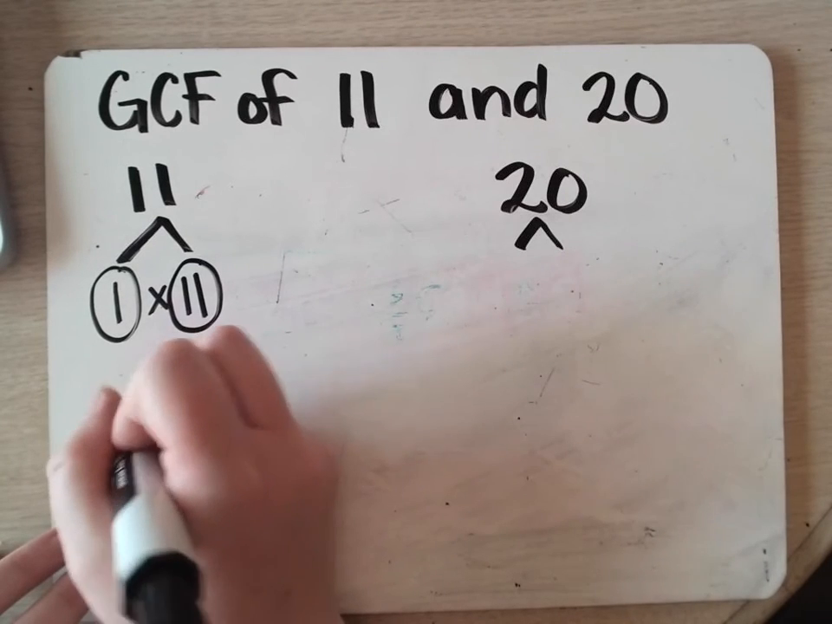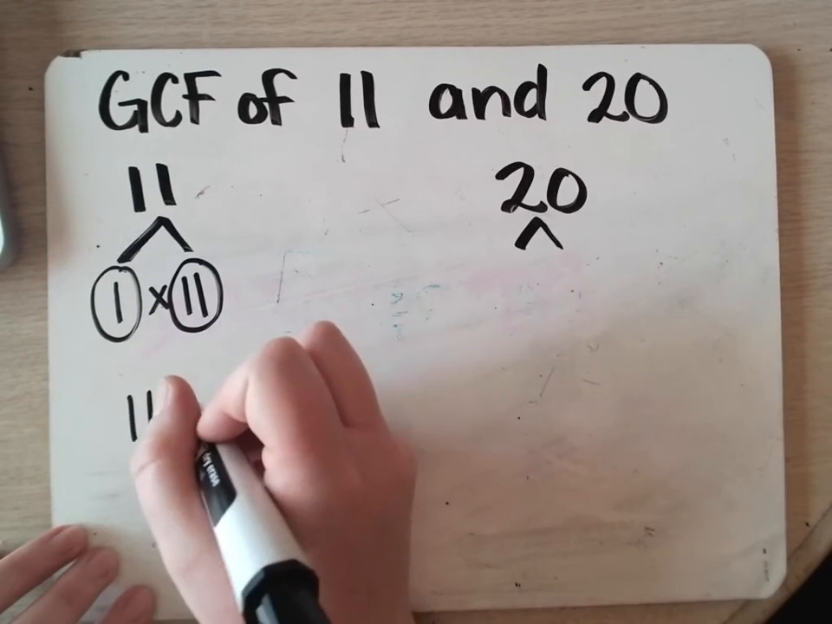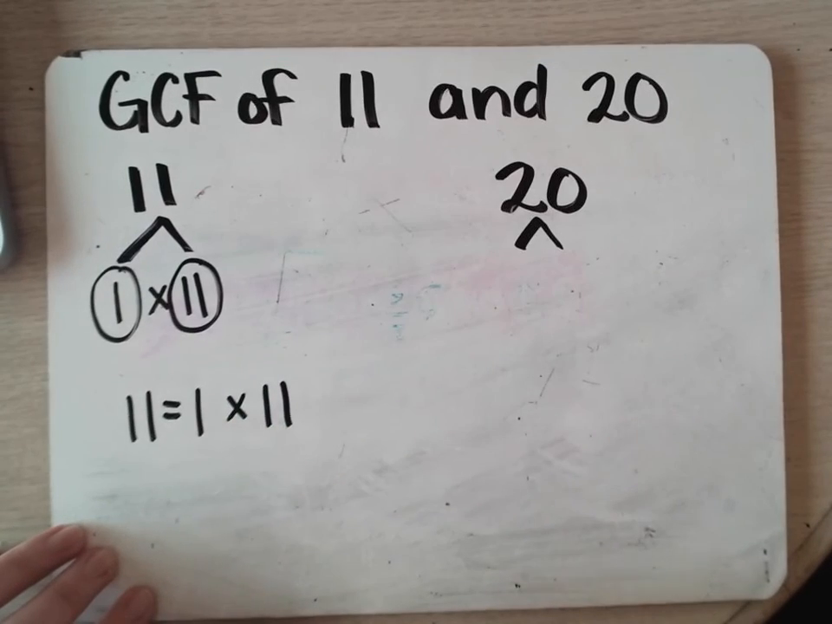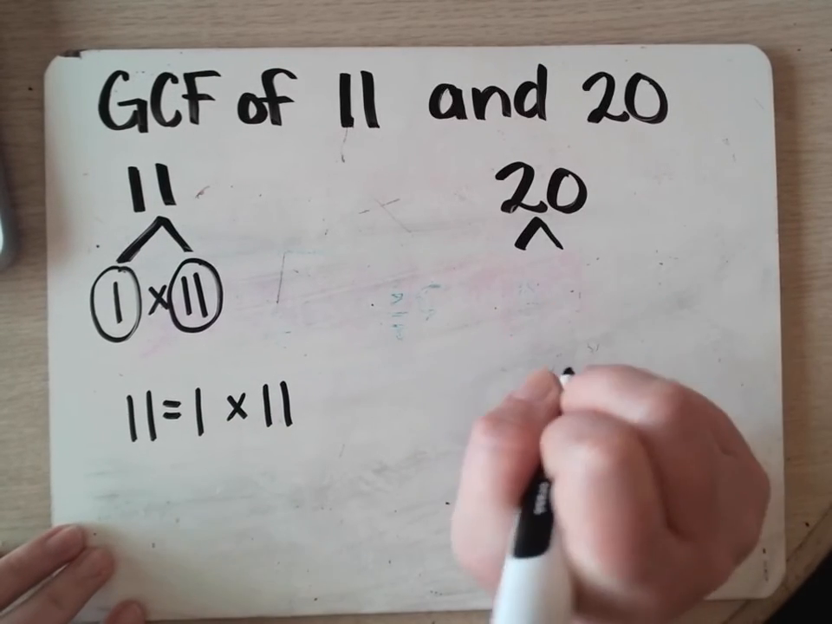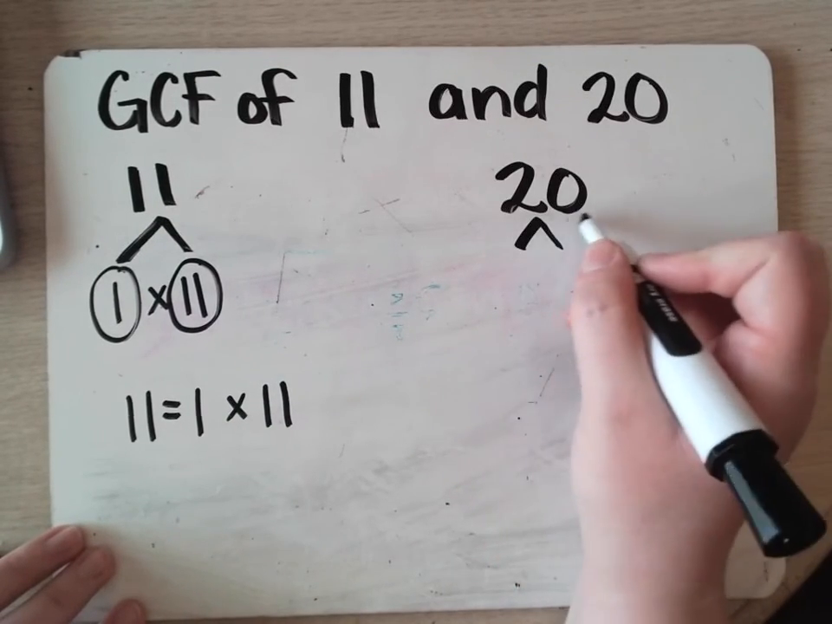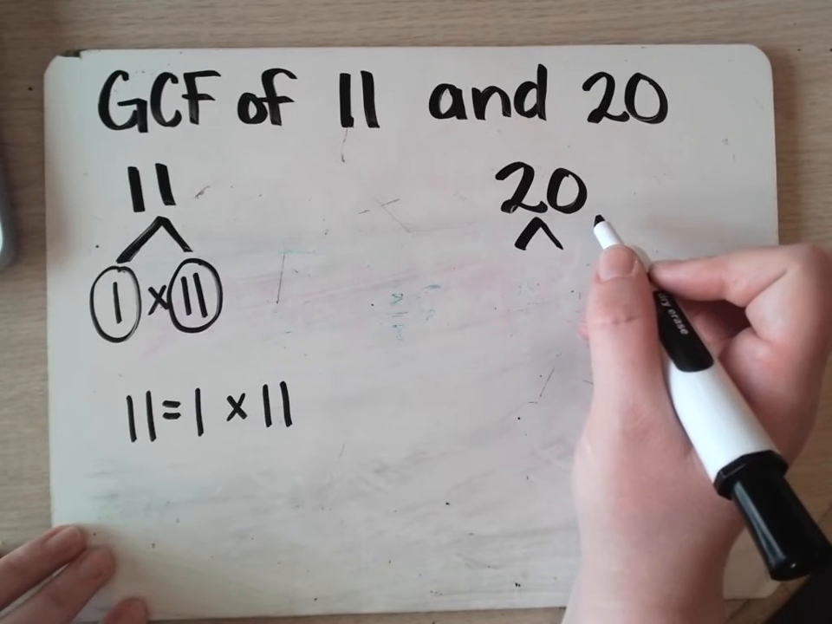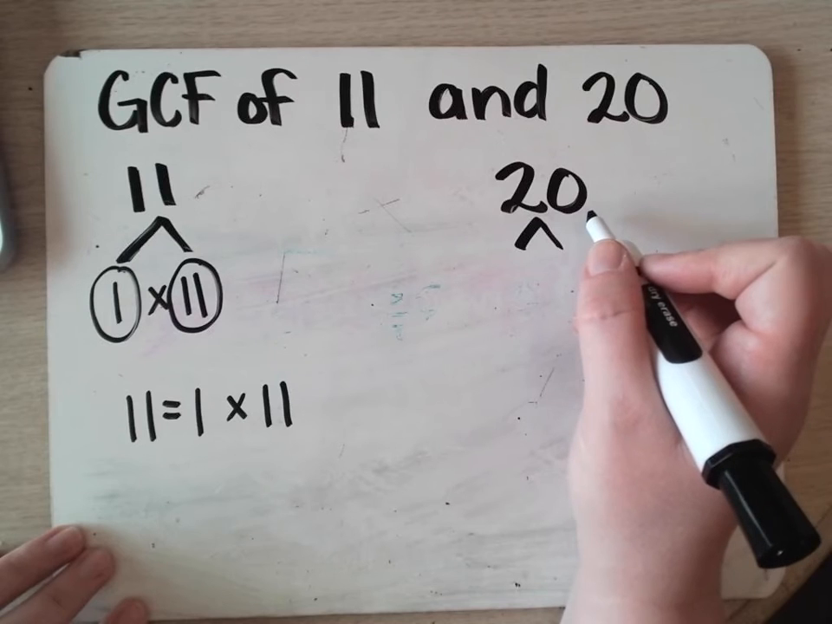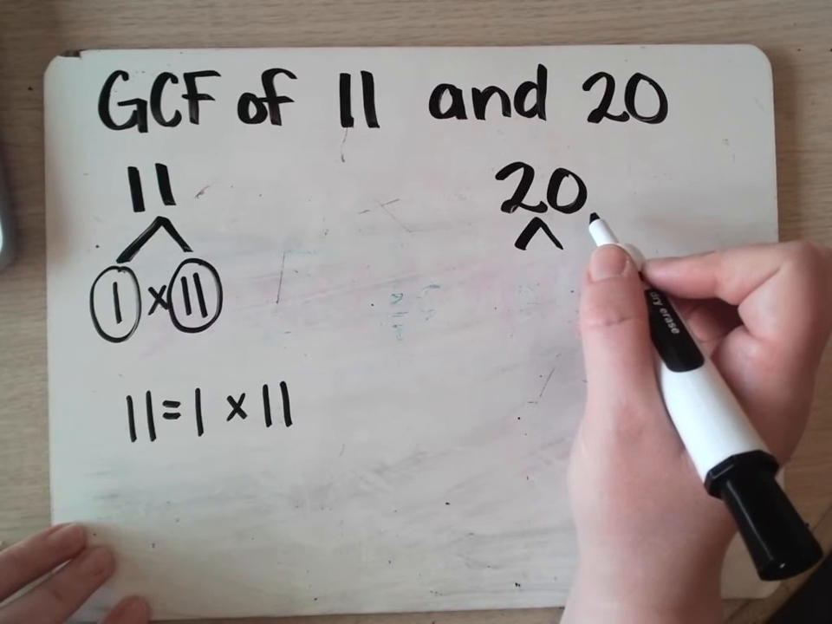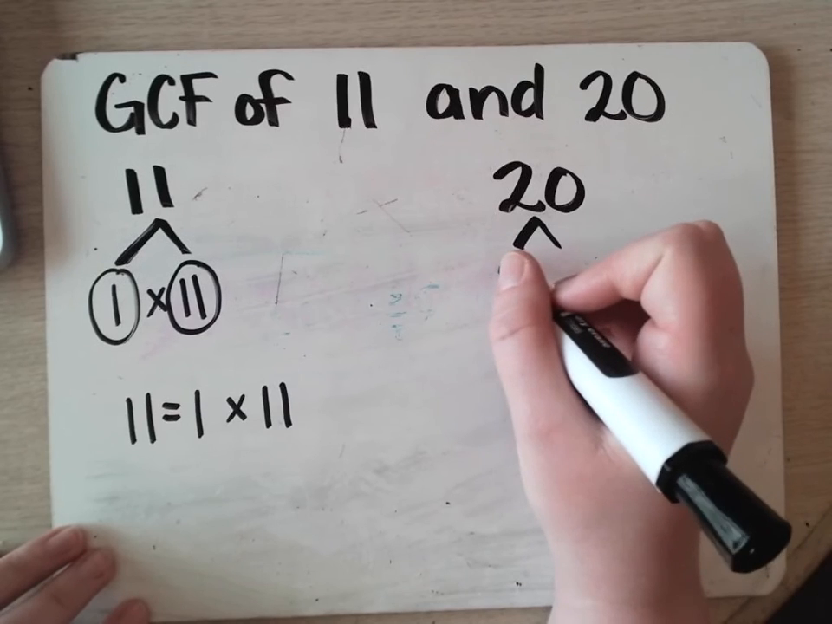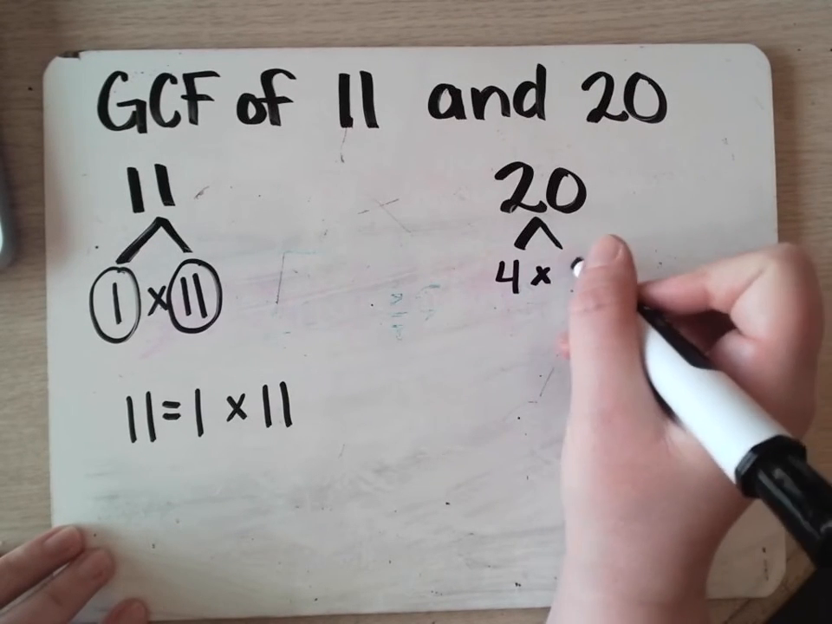Now I'm going to make my list. 11 equals 1 times 11. Now look at your 20. It ends in a 0, so I know it's divisible by 10 and by 5, definitely. It's also divisible by 2 because it's an even number. So I'm going to do 4 times 5.